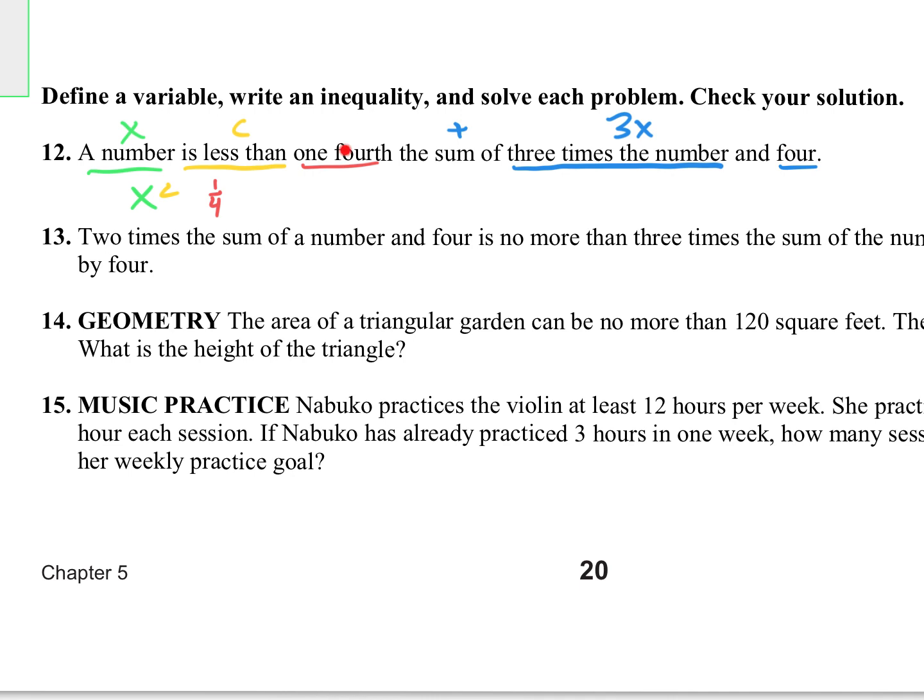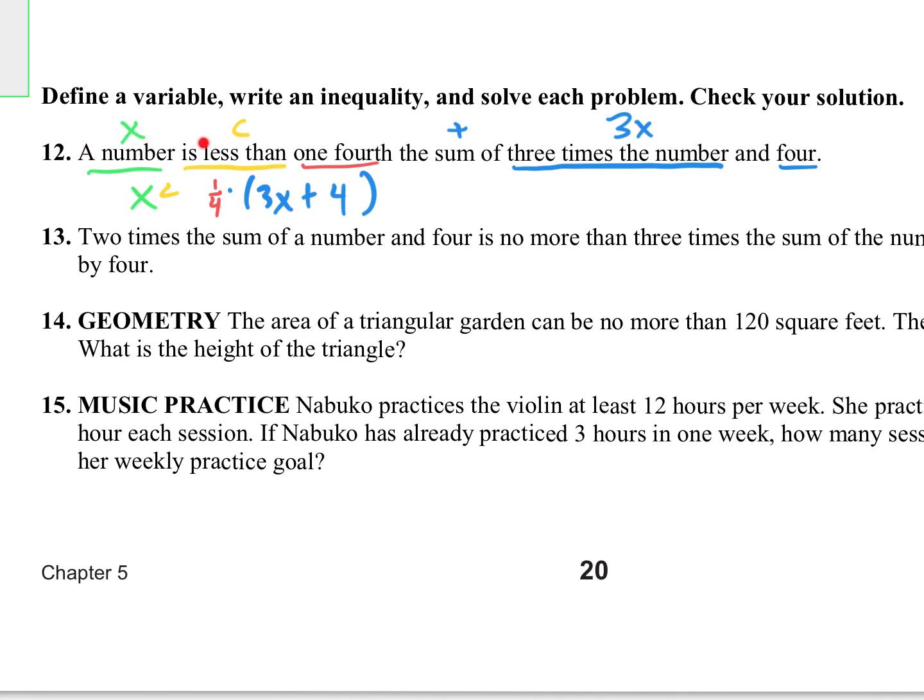So 1/4, if it would have said 1/4 of x, you would say 1/4 of x. But it says 1/4 of this junk. So 1/4 of, you're going to have to put multiplication, and I'm going to put the sum of 3 times the number and 4. So there's the entire inequality. I admit it takes some practice to read and be able to write this inequality out. X is less than 1/4 times 3x plus 4.